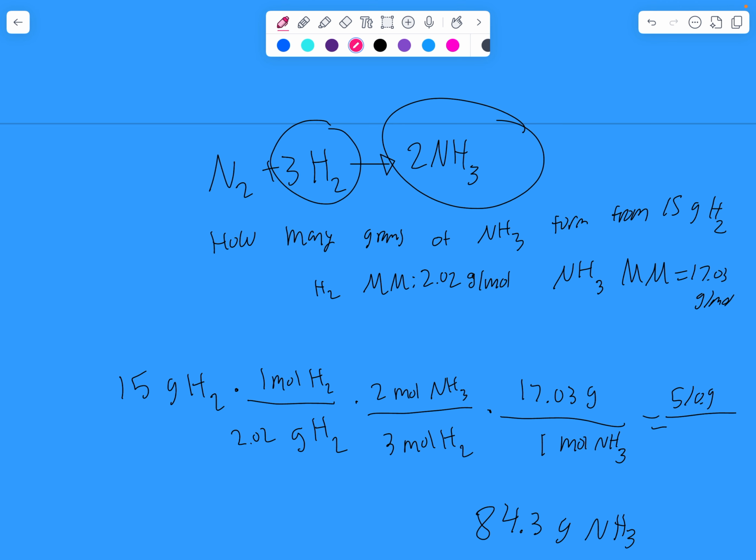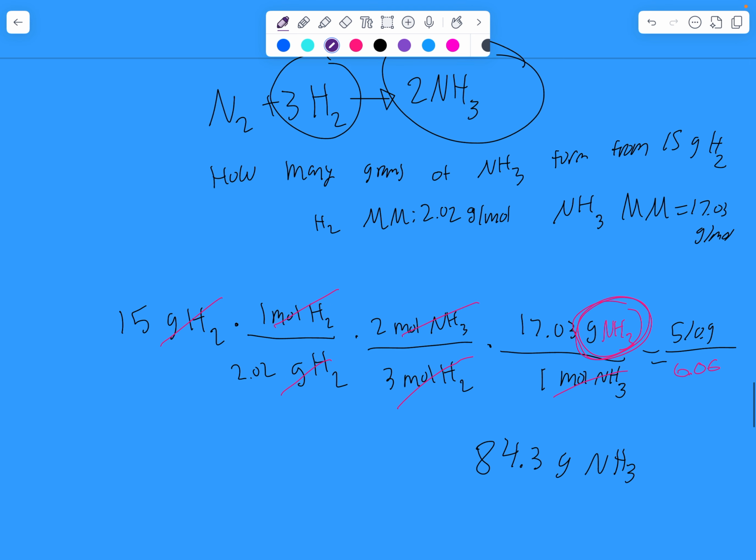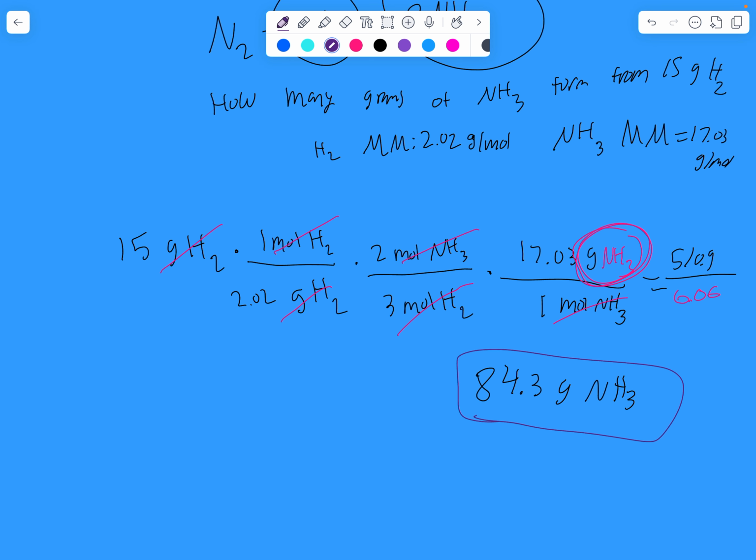Look at this. The grams of H2 cancel out. The moles of H2 cancel out. The moles of NH3 cancel out. And I'm left with grams of NH3, which is all I wanted. All right. And then I did the math on my calculator. Okay. So the answer is 84.3 grams of NH3.